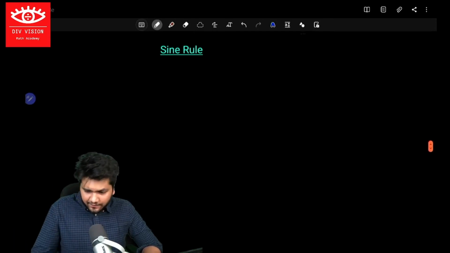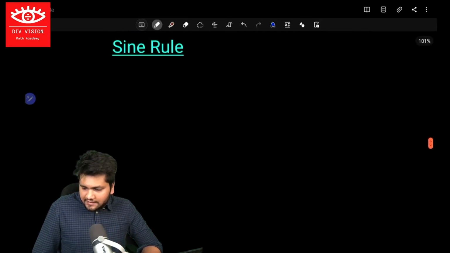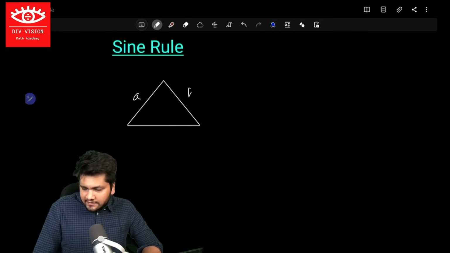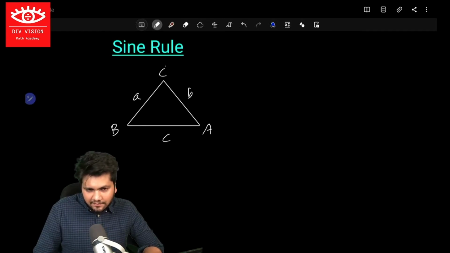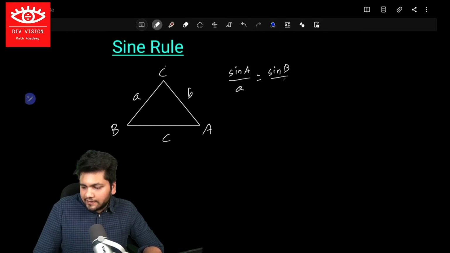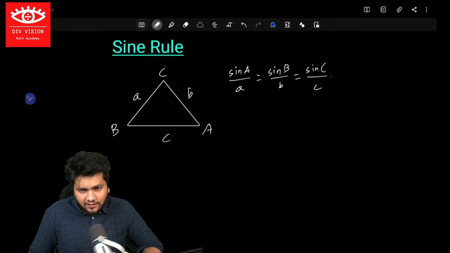Now, what about sine rule? So now let's consider the triangle this. Again, this is A, this is B, this is C, this is angle A, this is angle B, and this is angle C. I'm just writing down in a different way. Now, sine rule is quite simple. It is the relation between angles and side. So it is basically sine A upon A is equals to sine B upon B, which is equals to sine C upon C. This is your sine rule.